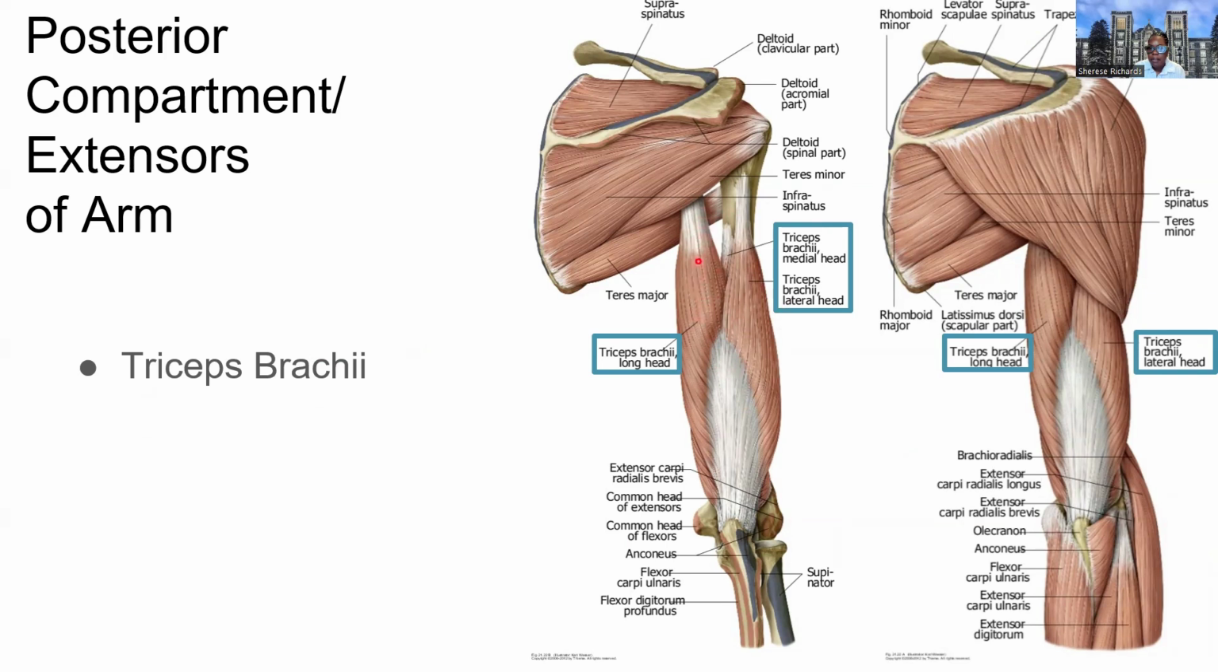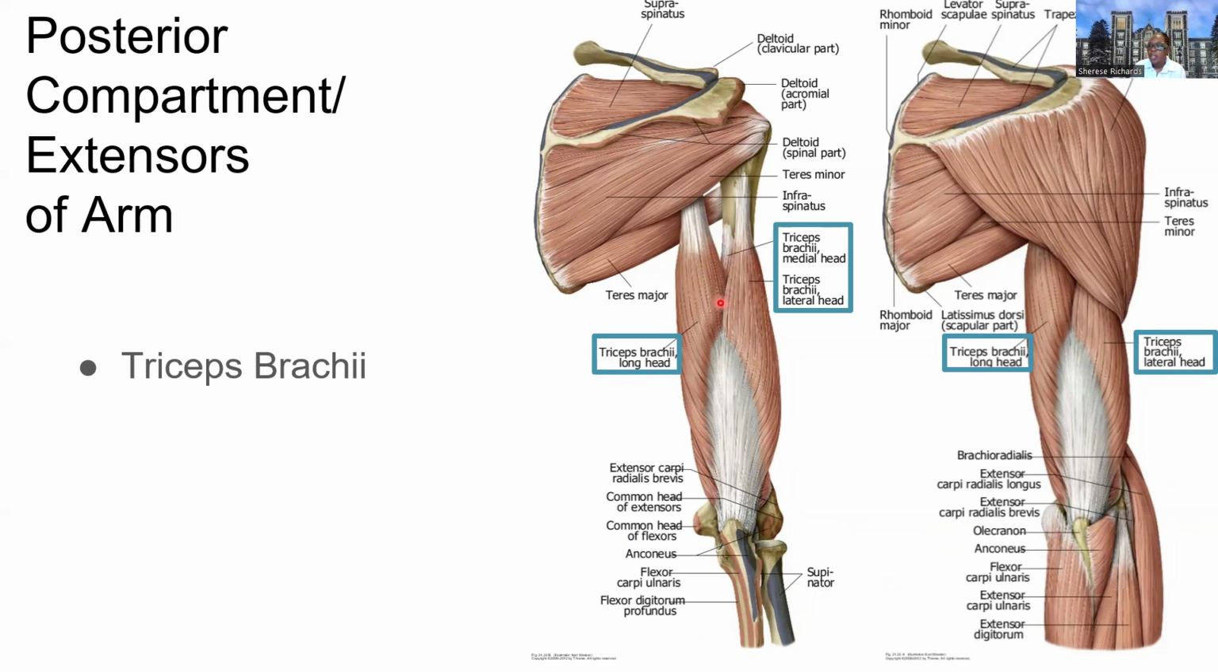So there's the long head, the lateral head, and the medial head, which is deeper here, all attaching to the arm and helping with extension of the arm. So really acting across the elbow joint, but helping to open up the elbow joint or bring the posterior forearm closer to the back of the arm itself, right?